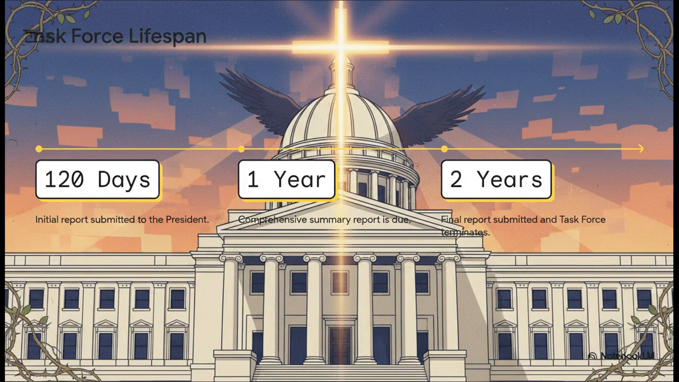And this isn't an open-ended project either. The task force is on a pretty strict timeline. They have to get an initial report to the president in just 120 days. A more comprehensive report is due in 1 year. And then, after 2 years, the task force is set to terminate. It's done, unless the president decides to extend it. So you can see this is all about focused, time-bound action. Okay, with that, let's bring Nora back in to wrap things up for us.